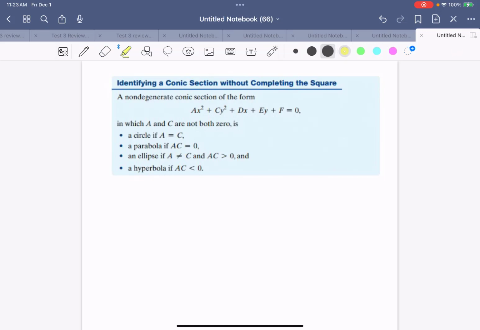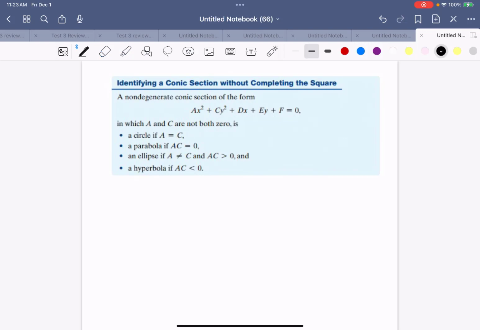This semester we've done circles, parabolas, ellipses, and now we're doing the hyperbola. And they tell you this criteria, okay? It's a circle if x is squared and y is squared, and a and c are equal. So like a is 4 and c is 4, or a is 10 and c is 10.